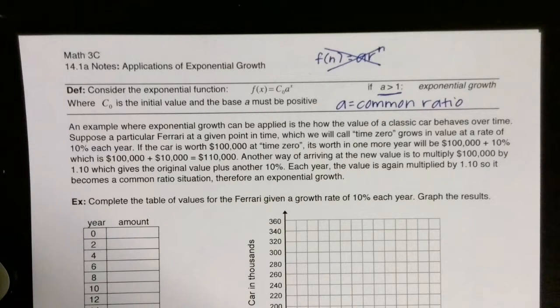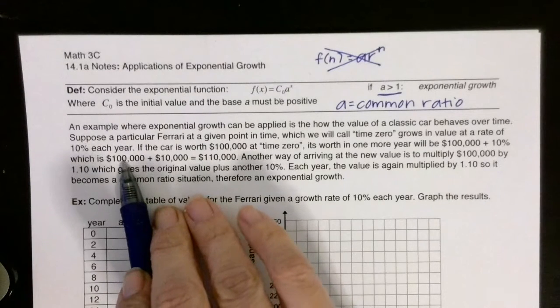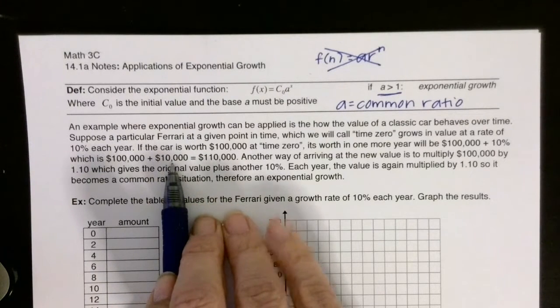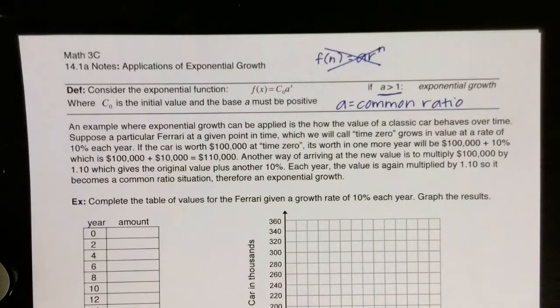So if the car's starting worth is $100,000 at time 0, its worth in one more year will be that $100,000 plus 10%. The way you would find 10% is take 100,000, multiply it by 0.1, which is the decimal form of 10%. That gives you 10,000, and then you add those together. Another way of arriving at the new value is to multiply 100,000 by 1.10, which gives the original value plus another 10%. Each year, the value is going to be multiplied by 1.10, so it becomes a common ratio situation.